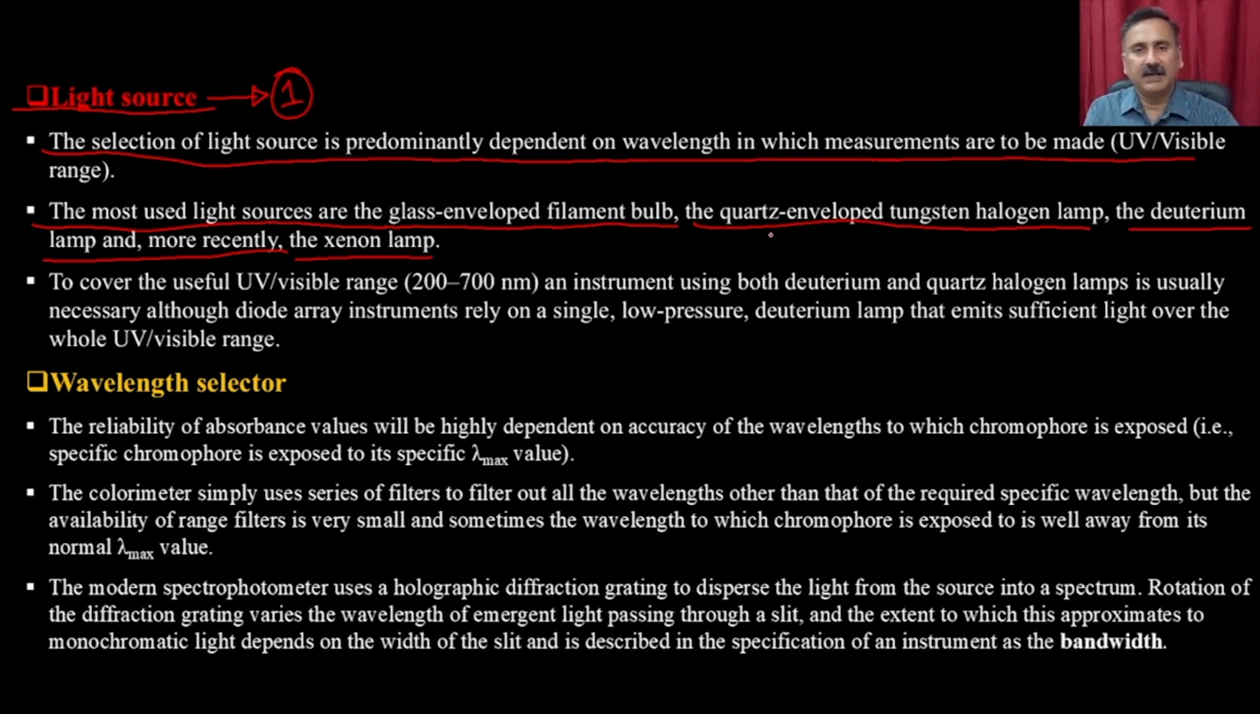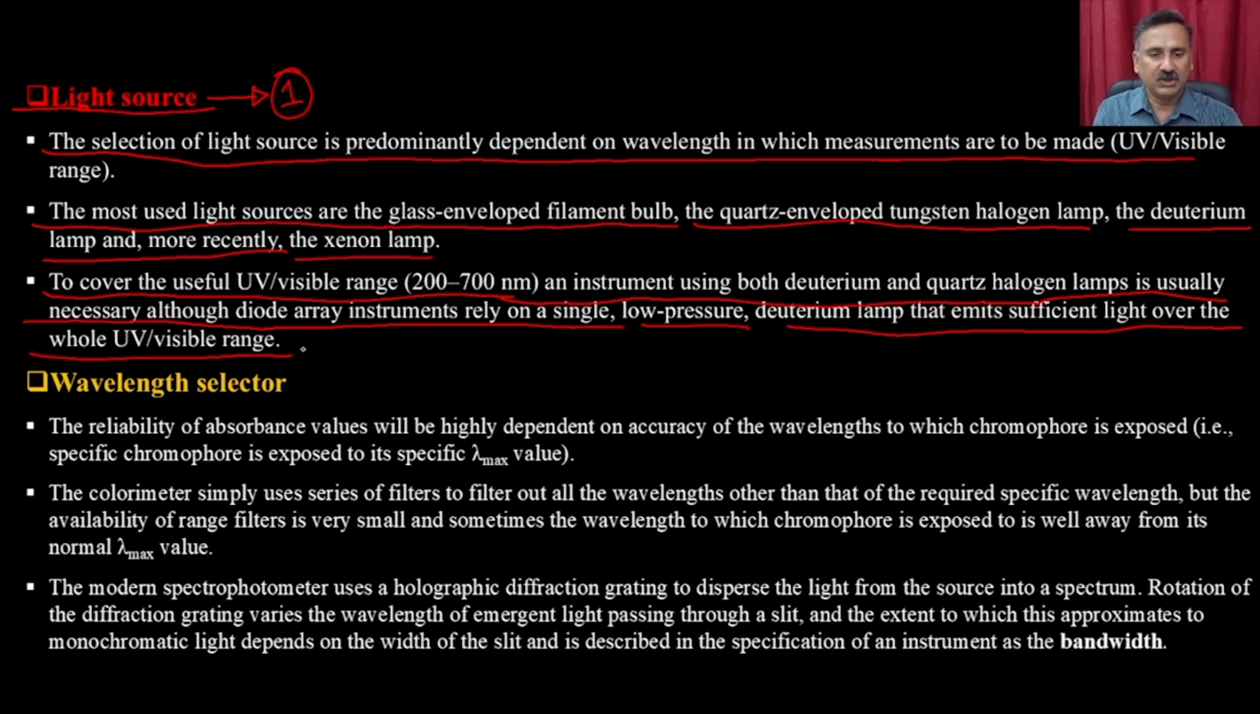And sometimes what happens is that in some of these spectrophotometers, you may have two lamps rather than a single lamp, right? So you can have a lamp for the visible range, and a lamp for the UV range. To cover the useful UV visible range, that is from 200 to 700 nanometer, an instrument using both deuterium and the quartz halogen lamp is usually necessary, although diode array instruments rely on a single low pressure deuterium lamp that emits sufficient light over the whole UV visible range. Okay, so you have the choice. You can use the two lamps. You can use the single lamp.